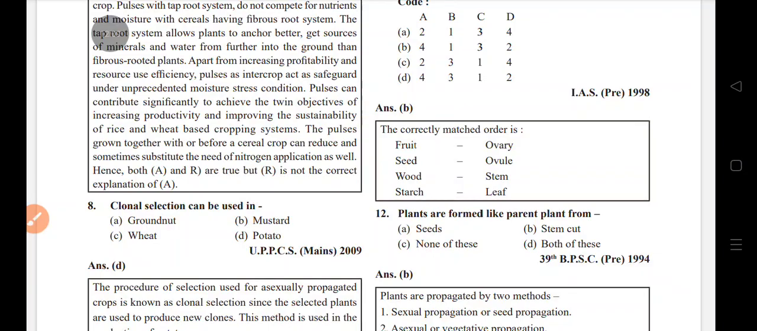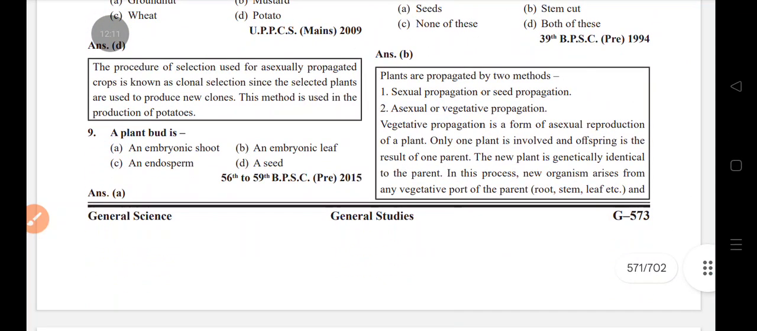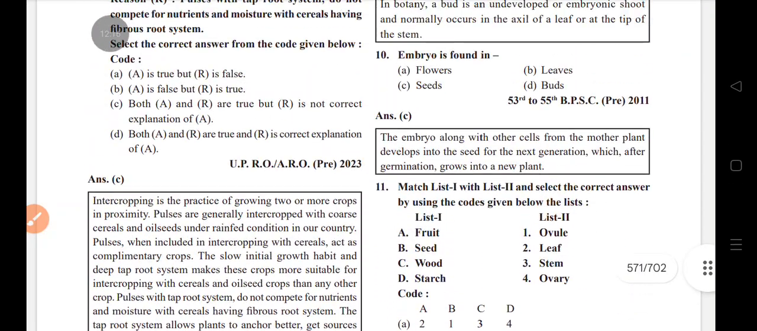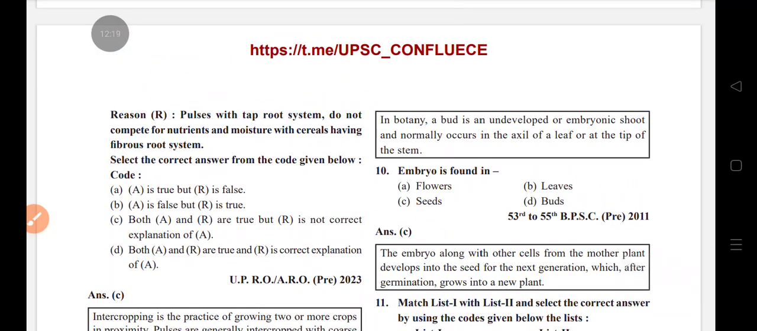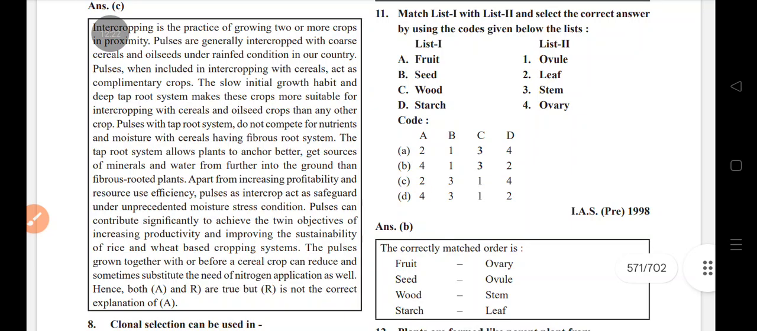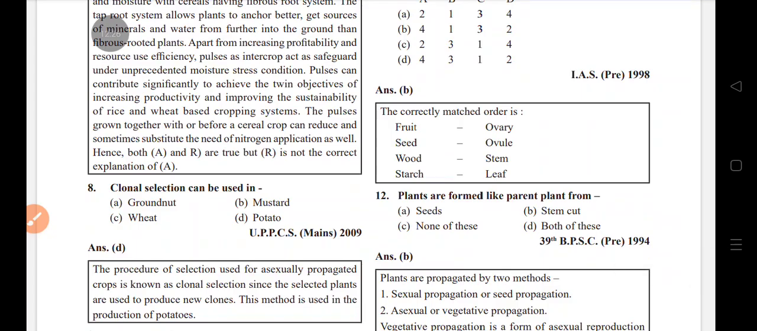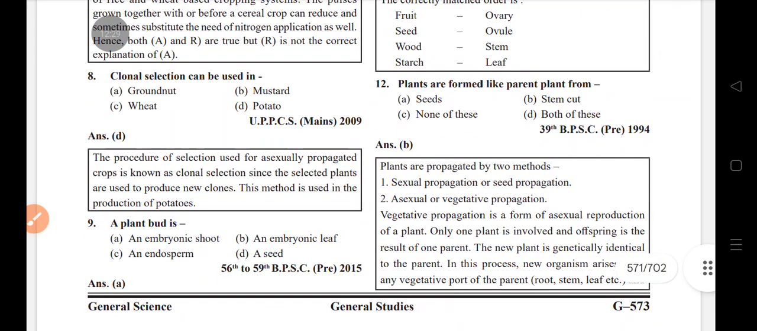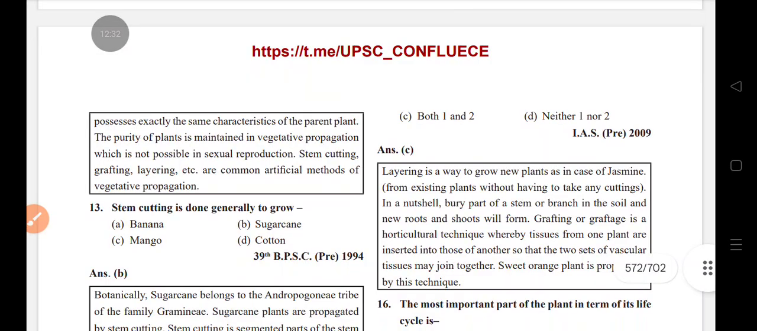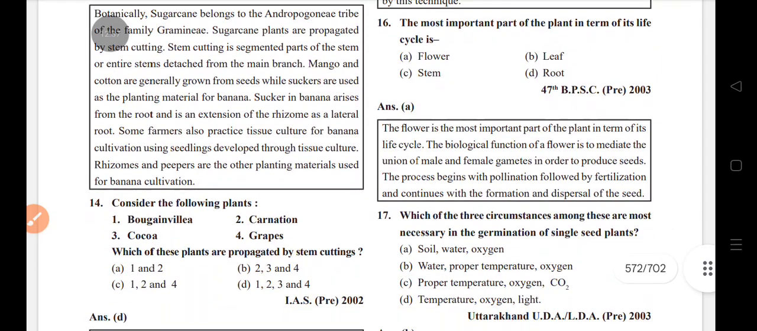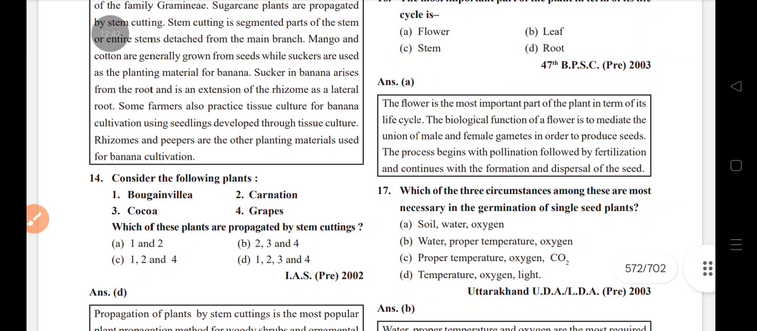Clonal selection can be used in potato. A plant bud is an embryonic shoot. Embryo is found in seeds. Fruit, ovary; seed, ovule; wood, stem; starch, leaf. Plants are formed like parent plant from stem cutting. Stem cutting is done generally to grow sugarcane. Consider the following plants propagated by stem cutting: bougainvillea, carnation, cocoa, grapes.